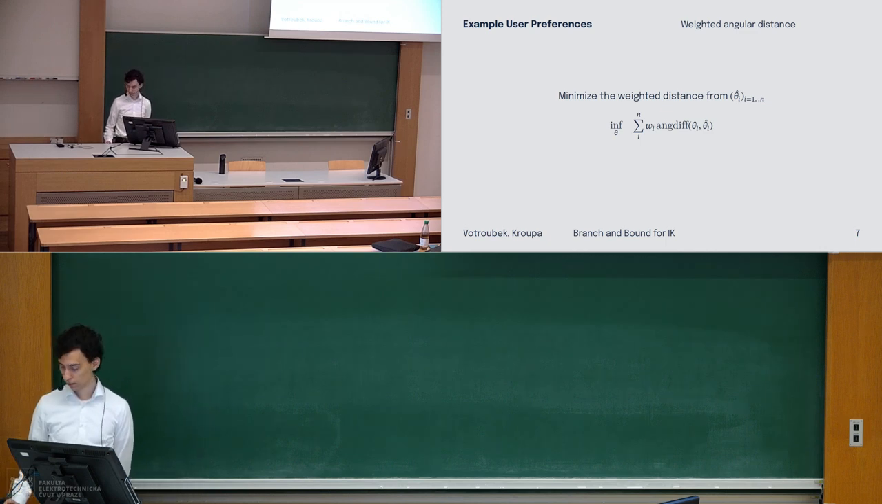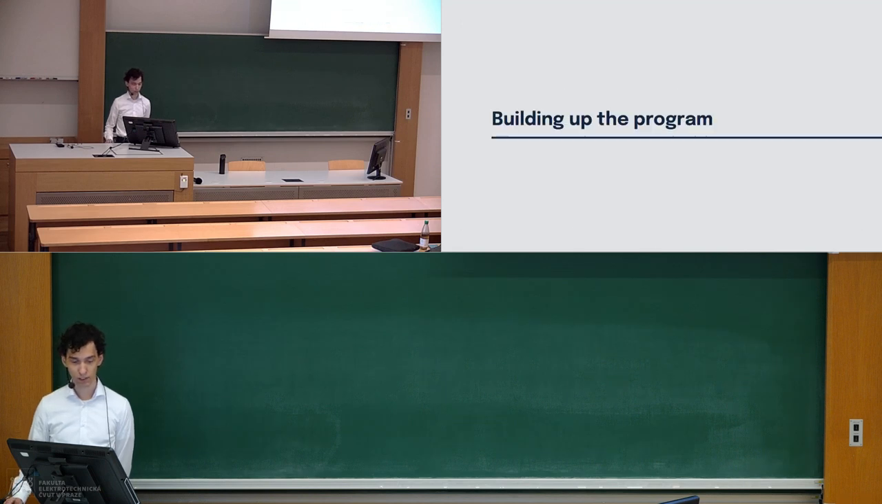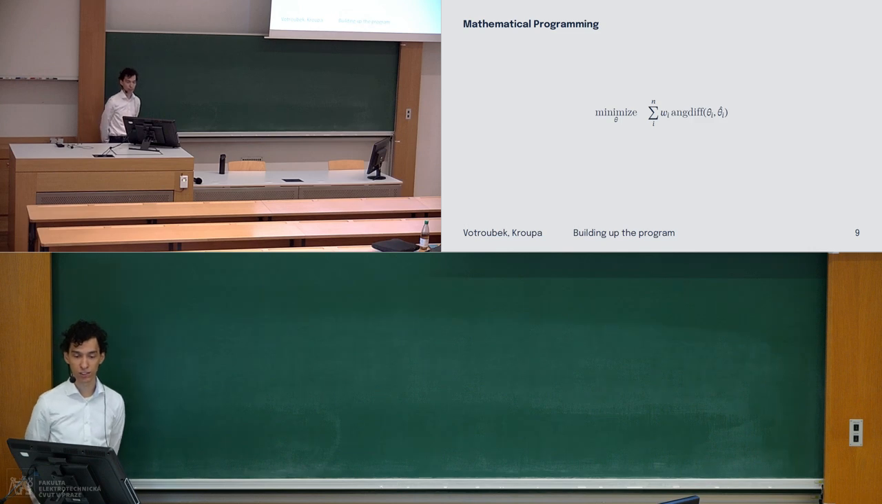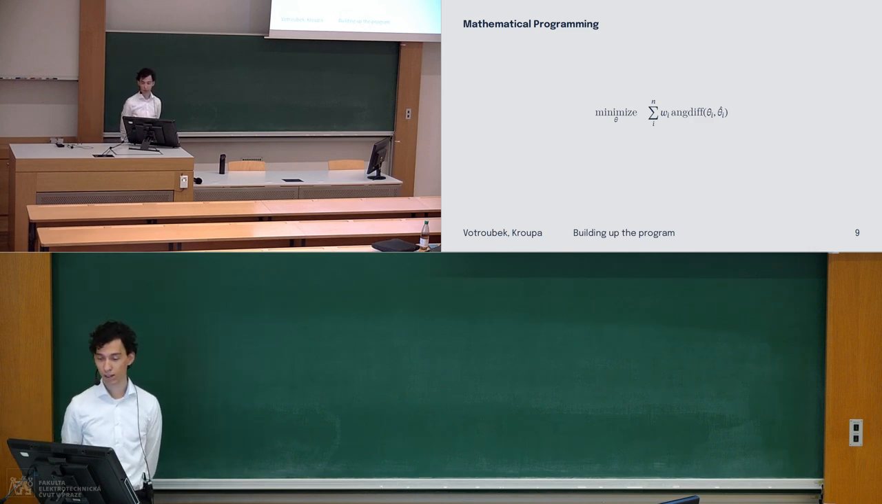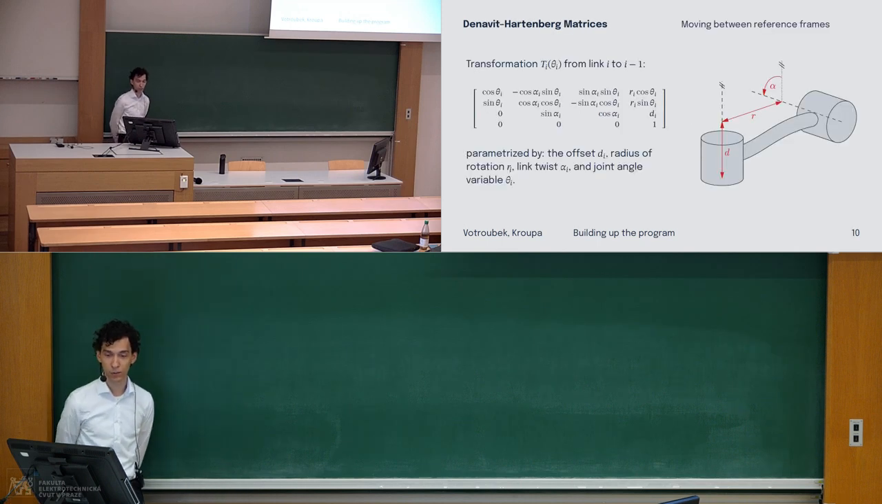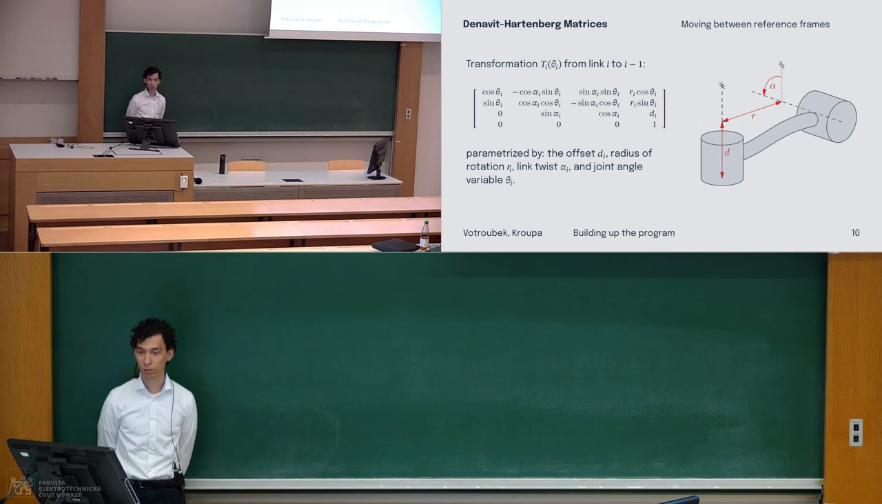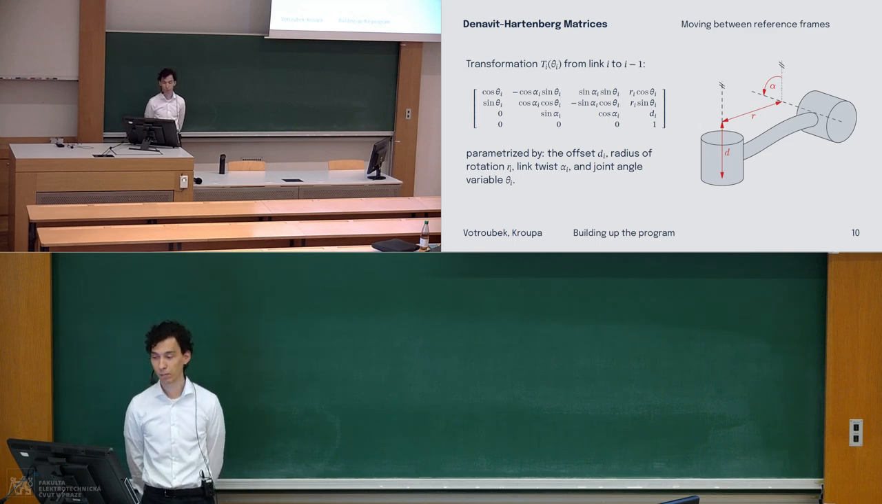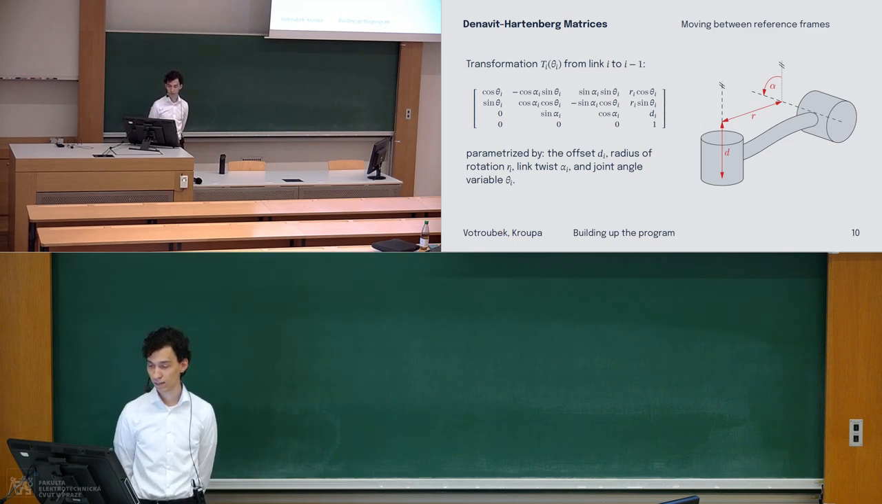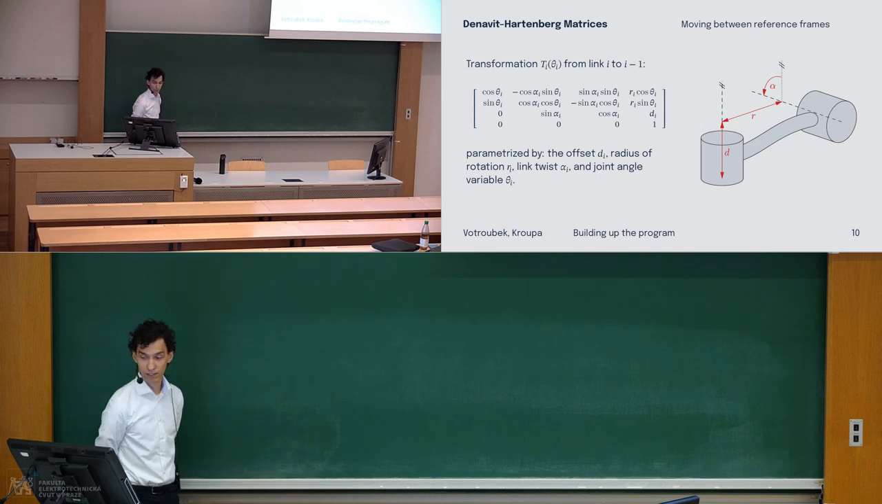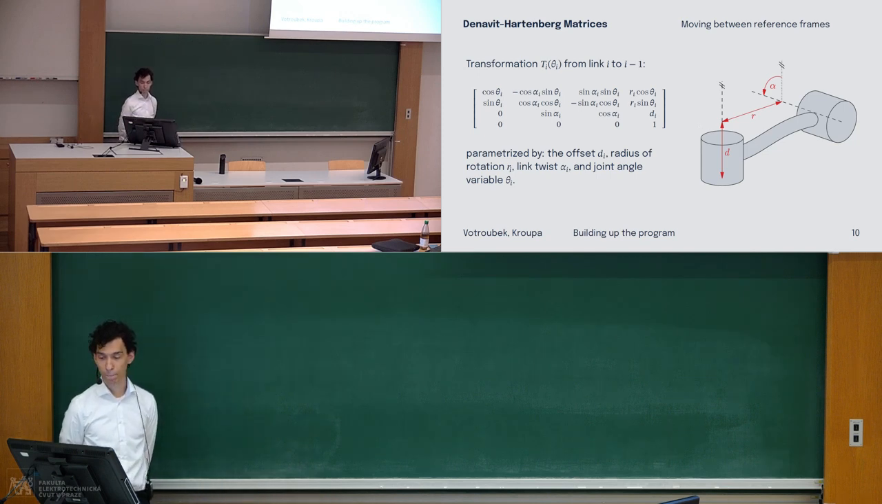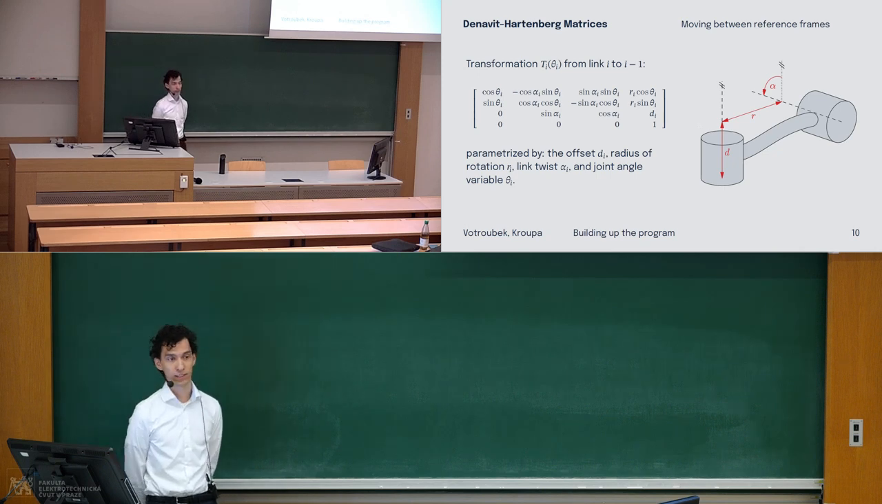Now, we like to solve things using mathematical optimization, and so I'm going to build up the program to do that. We already have the objective, that's just the user preference function. We're going to need the pose constraints, which is done through what is known as Denavit-Hartenberg matrices. They look more complicated than they are. The only variable is the joint angle, and it works in a way where each joint is going to induce some transformation in the coordinate system.